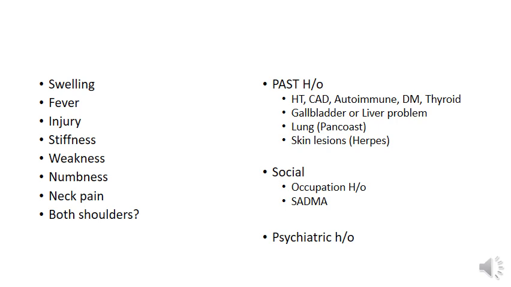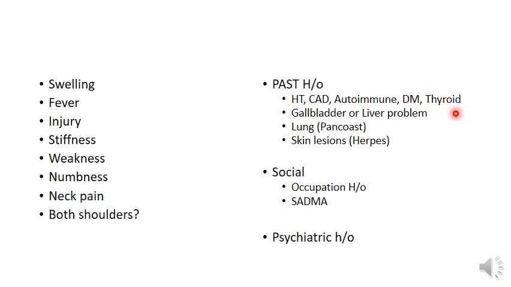The other associated symptoms with regard to shoulder pain that shouldn't be missed are the swelling, fever, injury, any stiffness in the joint as we discussed before, the weakness which indicates motor problem, numbness, a nerve sensory problem, any neck pain to rule out any cervical problems, and if the pain is present in both the shoulders as I said before. The past history, you shouldn't miss hypertension, any heart diseases, autoimmune, diabetic, and thyroid problems.